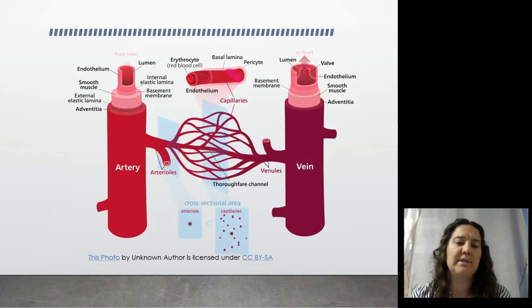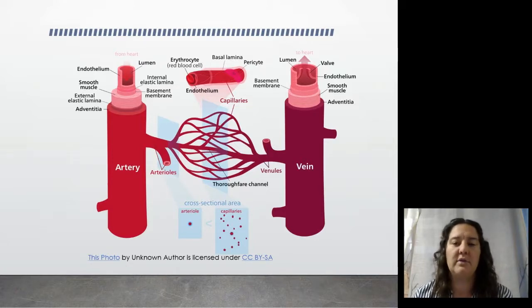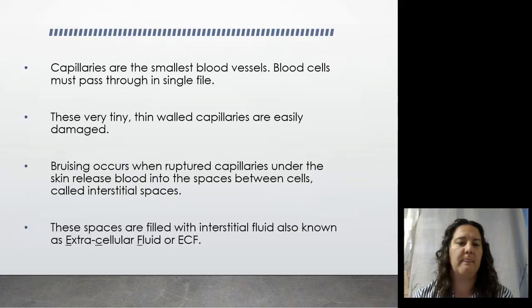Capillaries are embedded in between all of our cells, so that every single cell can receive oxygen and nutrients and get rid of its wastes. So capillaries are the smallest of blood vessels, and like I said, blood cells must pass through in single file. They're very tiny and they can be easily damaged.